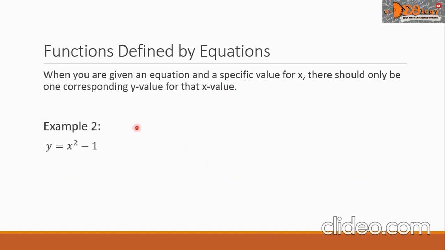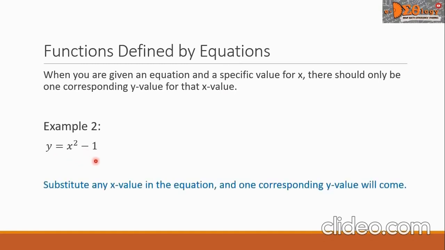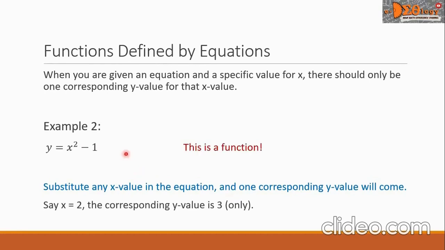Let's have example 2. Y equals x squared minus 1. We will substitute again any x value in the equation and one corresponding y value will come. Suppose we put x equals 2. The corresponding y value is 3. There is no other value other than 3 will come. And we say this is a function.